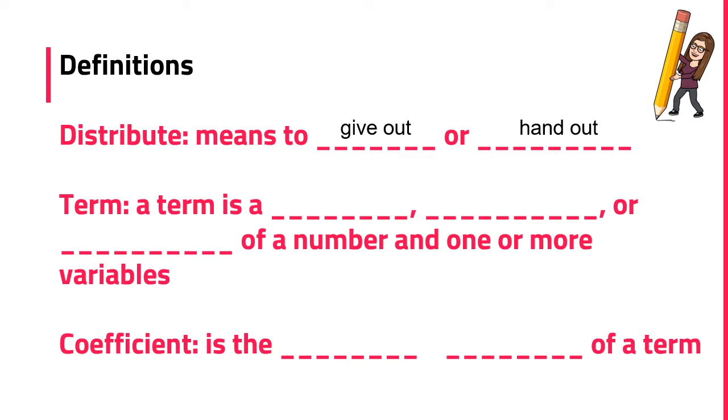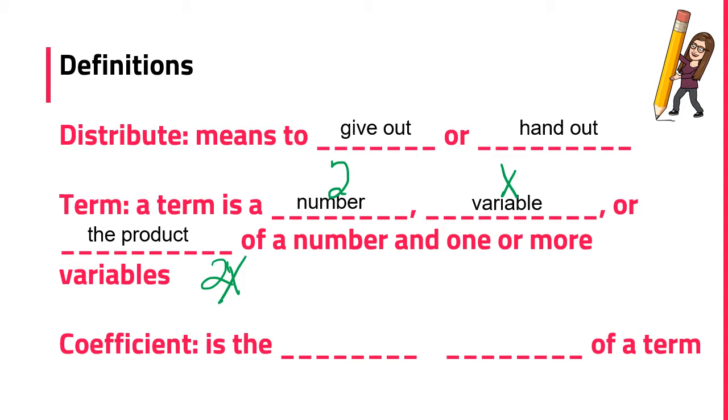Term. A term is a number, a variable, or the product of one or more variables. So that could look like just the number 2. That could look like the variable of just x. Or it could look like the product of those, so 2x. These are all examples of terms.